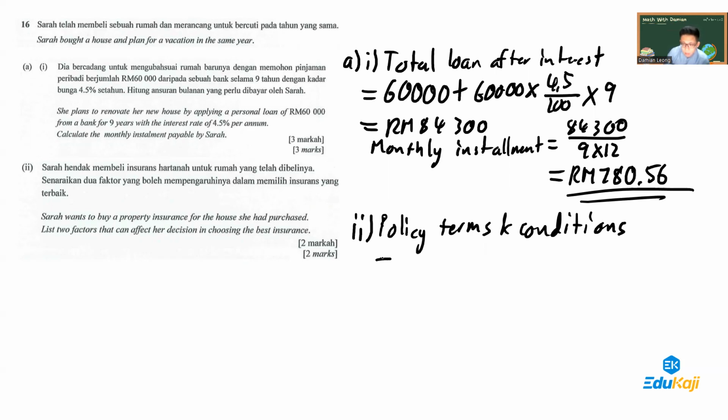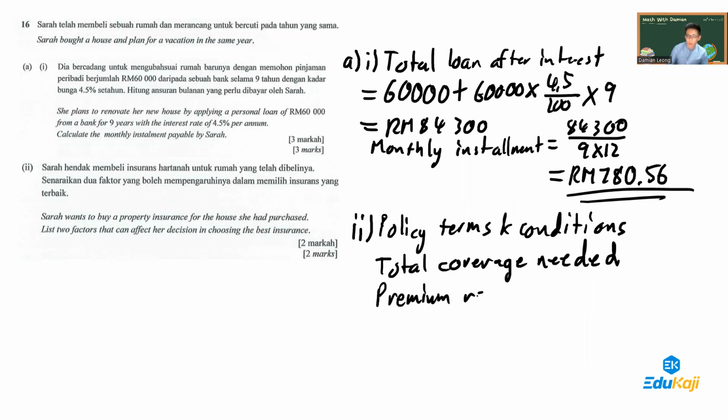Then total coverage needed. How much needs to be covered? And of course, the most obvious one, the price of it, which means the premium rates and benefits. Some may have extra benefits and so on. So things like that. So you only need two factors.